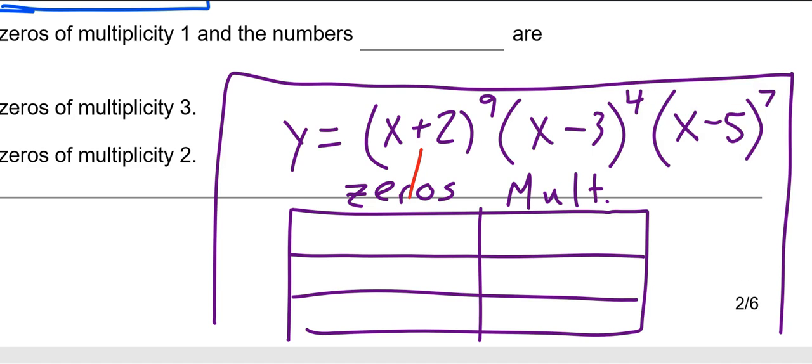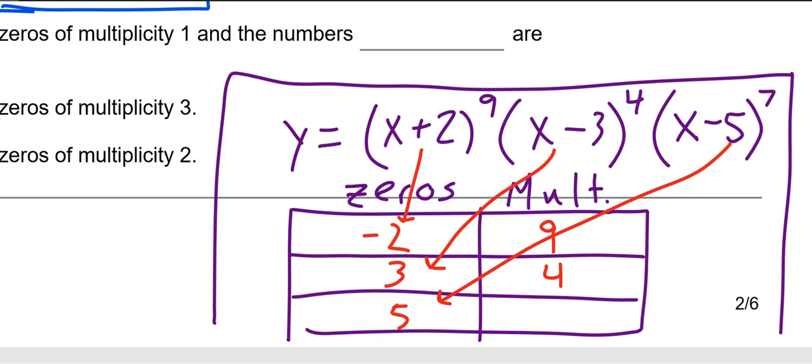Okay, so what did we get from x plus 2? Negative 2. How many times did it occur as a factor? 9 times. So how about x minus 3? 3. How many times did it occur as a factor? 4. Okay. From x minus 5. 5. How many times did it occur as a factor? 7. What do 9, 4, and 7 add up to?